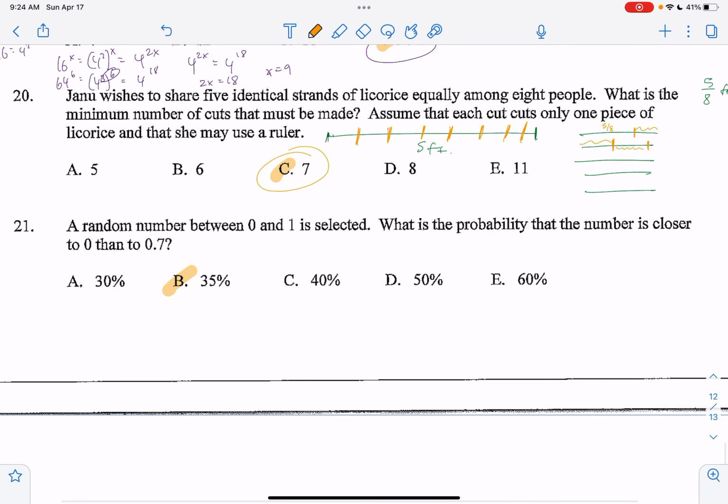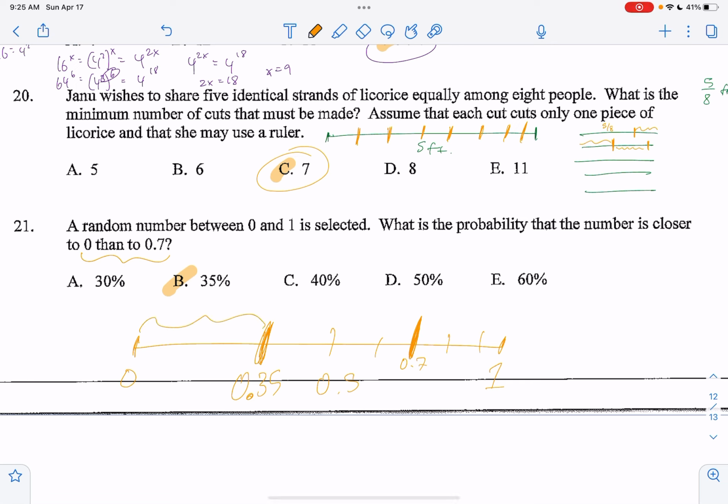Next for number 21, a random number between 0 and 1 is selected. What's the probability that the number is closer to 0 than it is to 0.7? So the middle between 0 and 0.7 is here. Between 0 and 0.7, the middle is 0.35. So if you want the probability that a number is closer to 0 than it is to 0.7, then the number has to be right here.